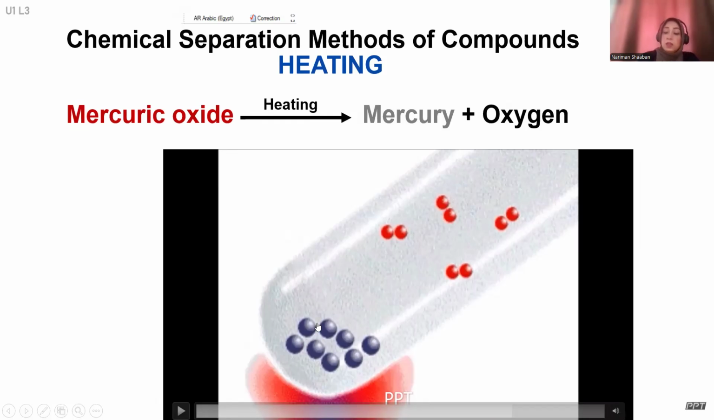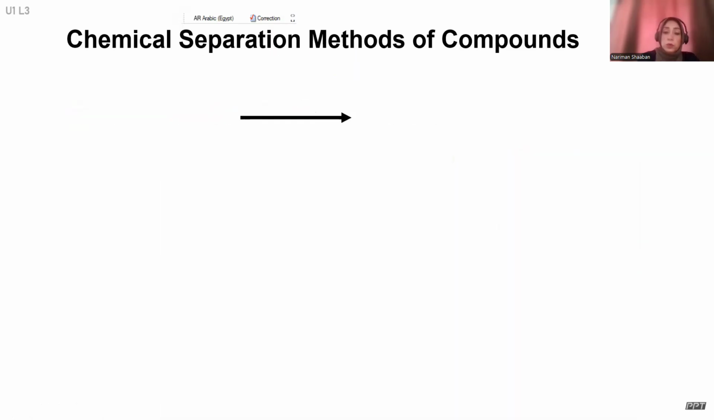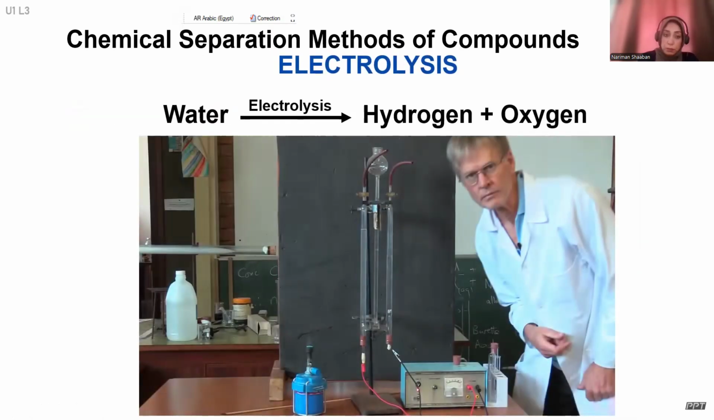Here, when mercury oxide is separated by heating, it separates into oxygen molecules and mercury. Okay? Let's move on to water. We know about water. Water comprises two hydrogen atoms and one oxygen atom. So let's see this video on how to separate water into hydrogen and oxygen.